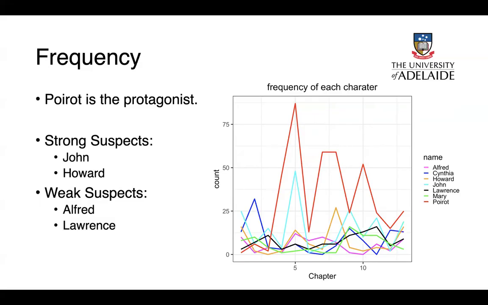So we look at this plot, and we see frequencies of John and Howard rise considerably from chapter 12 to chapter 13. So we see John and Howard as our strong suspects. And for Alfred and Lawrence, their frequencies also rise, but to a smaller degree. So we say these two are our weak suspects.